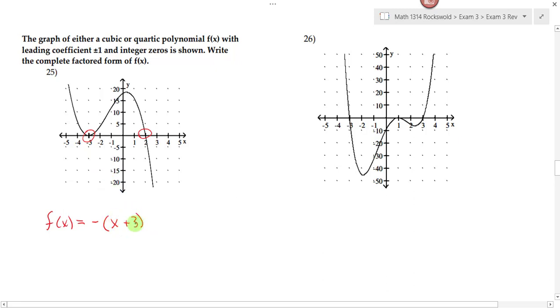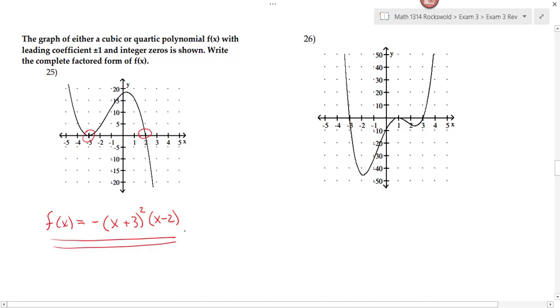What will be the multiplicity of this factor? 1 or 2? When it touches the x-axis but doesn't cross, what's the multiplicity? 2. Odd multiplicity crosses the x-axis, even multiplicity touches the x-axis. Because my graph just touches here, this is going to be an even power on that root or on that factor. My other factor is at x equals 2, so that factor will be x minus 2. Now I have a third degree polynomial because I have an x squared times an x, and that gives me an x cubed, so I know I've got this right.